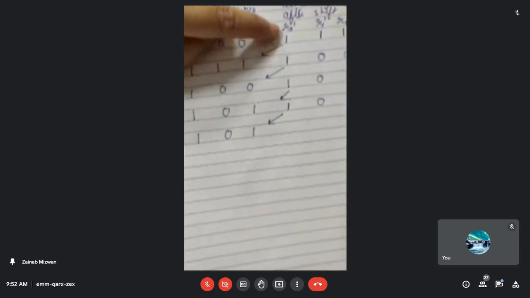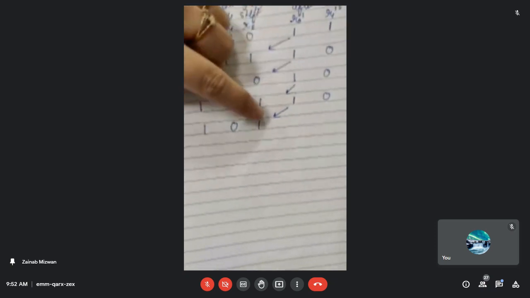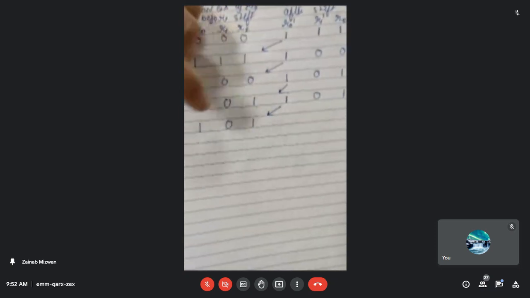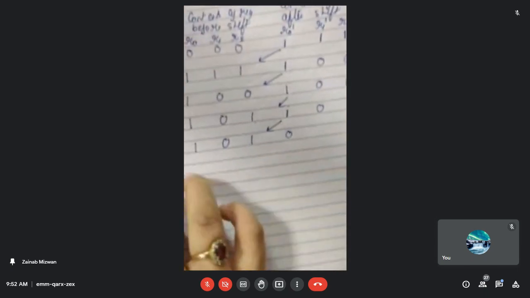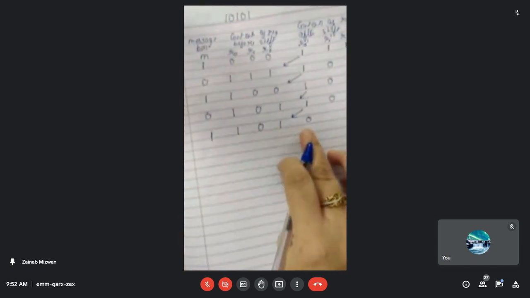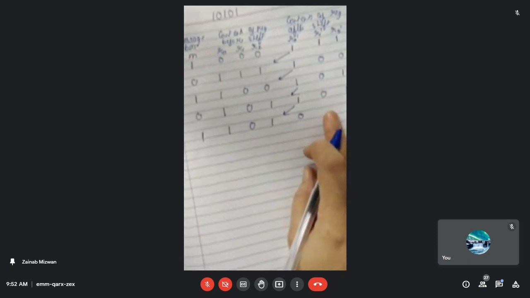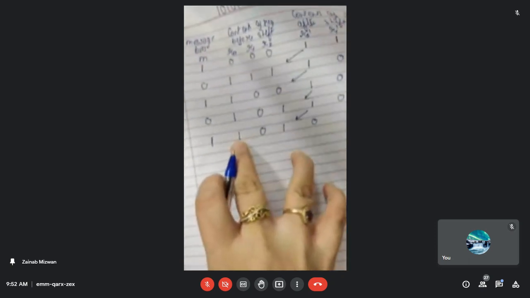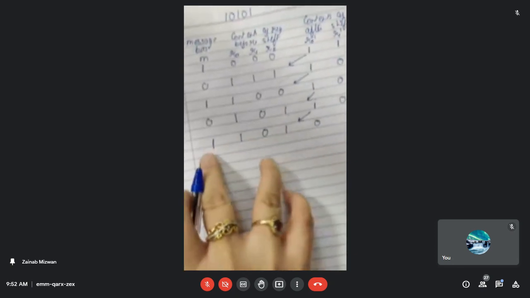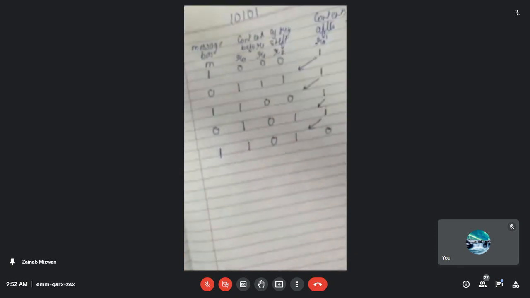So now again R0 dash is your 1 XOR, that is the R2 XOR with the M, 1 XOR 1, the value will be 0 over here. Coming to R1 dash, R1 dash is nothing but your R0 XOR with R2, that is the 1 XOR 1 will be 0. 0 XOR 1, it will be your 1.